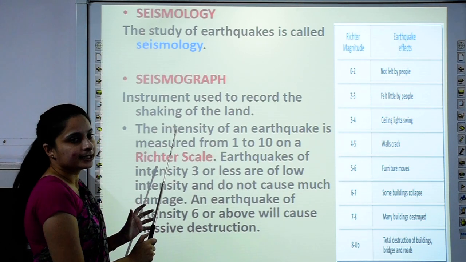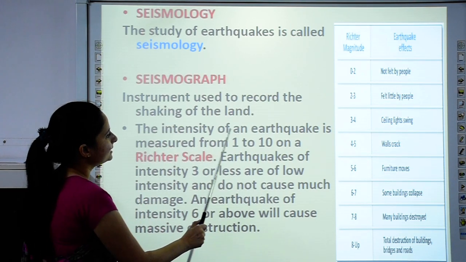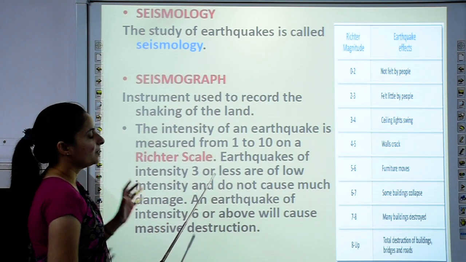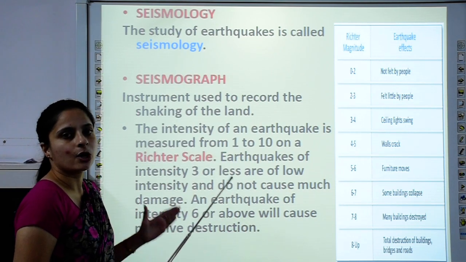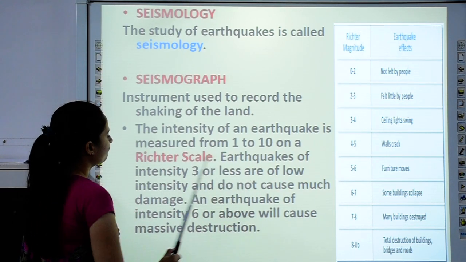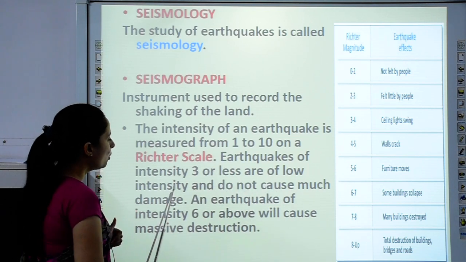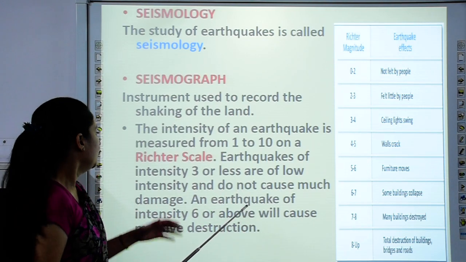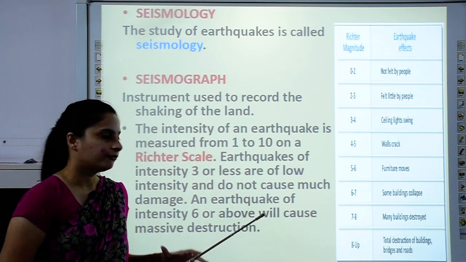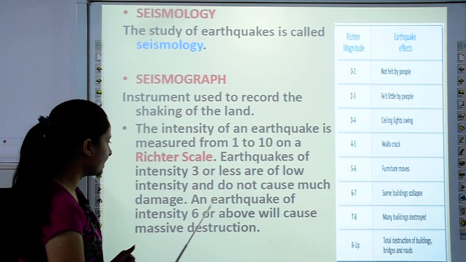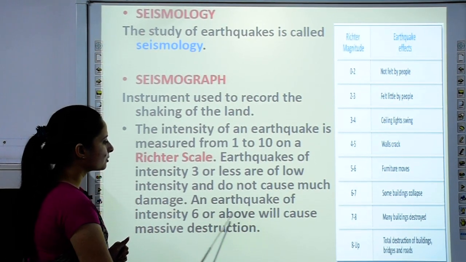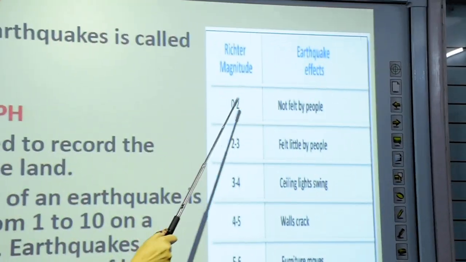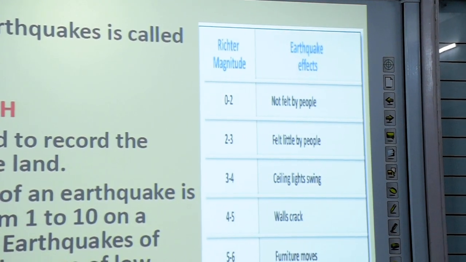Now, how much intensity does an earthquake have? The intensity of an earthquake is measured from 1 to 10 on a Richter scale. We measure the intensity of the earthquake on a Richter scale. Earthquakes of intensity 3 or less are of low intensity and do not cause much damage. But an earthquake of intensity 6 or above will cause massive destruction. Here you have the picture showing the Richter magnitude and the amount of damage it causes.